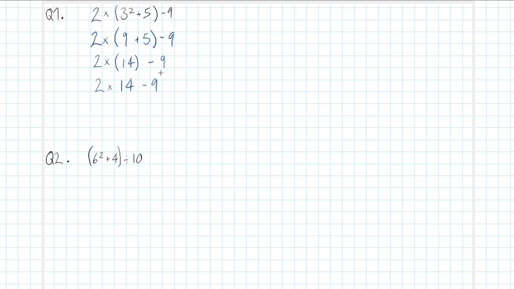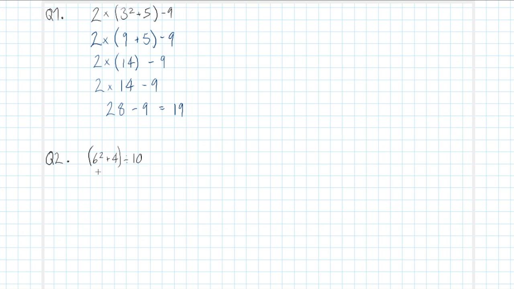So what do we do now? Brackets, there are none. Indices, there are none. Divide, no. Multiply, so 2 times 14 is 28. And again, no brackets, no indices, no divide, no multiply, no add, but there is a subtract, so 28 minus 9 is just 19. So there's question 1.